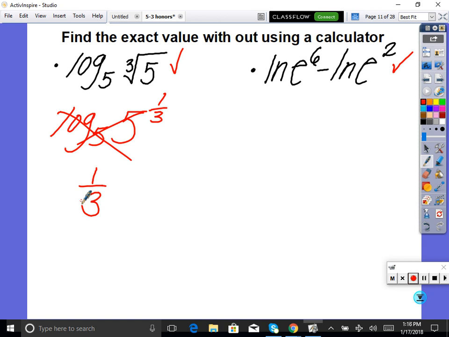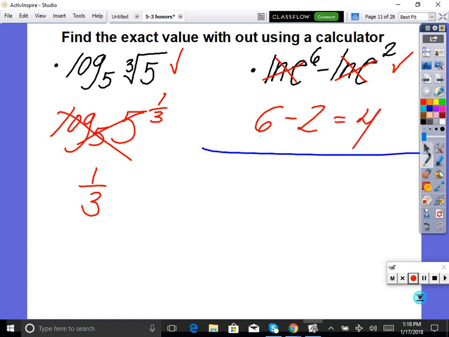Okay, good. Then right here, I'm seeing a lot of people get this one. ln and e cancel out. 6 minus 2, which is 4. Now, I do want to show you how you could have done that one a longer way, just using properties of logs, because you might be interested.